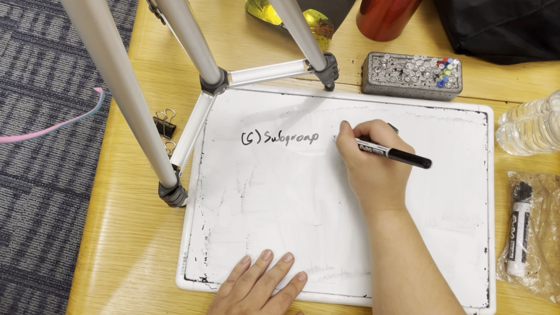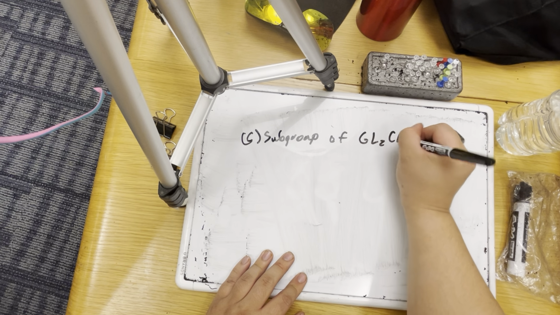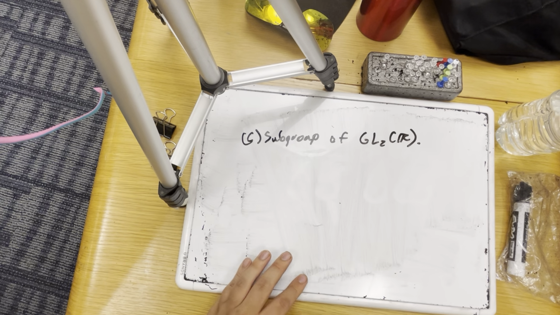So for C, subgroup of the general linear group with degree 2 over the reals. Let's look back at what it said directly. So deduce that G is a subgroup of the general linear group with degree 2 of the reals. So we want to show that.